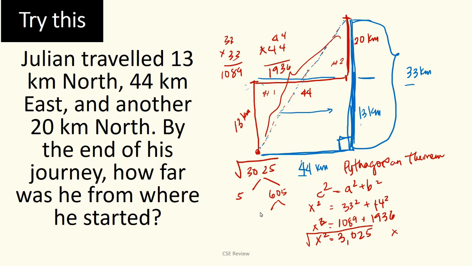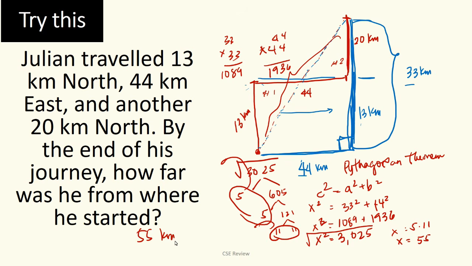Pwede uli sa 5. 5, this is 121. And then, yung 121 mo, pwede yan sa 11. Okay? And 11. Ibig sabihin nun, meron kang pares ng 5, meron kang pares ng 11. Pwede mo silang ilabas sa payong. So, x is equal to 5 times 11 or x is equal to 55. So, the answer is 55 kilometers.